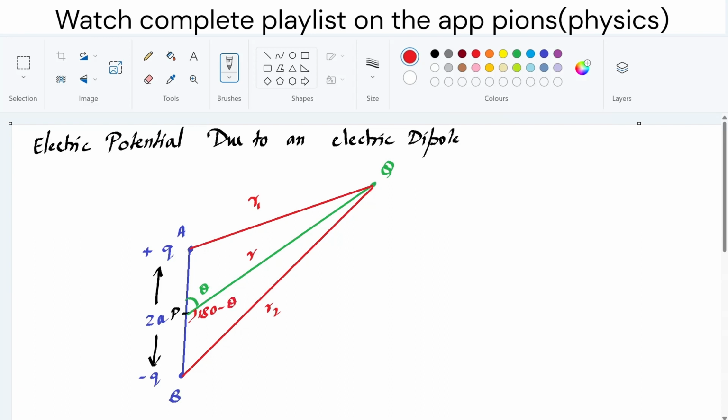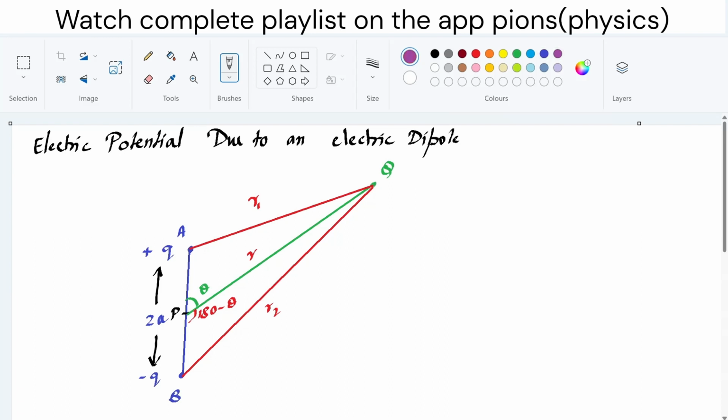Let me repeat again. We have an electric dipole. The separation between the two charges is 2a. We are finding the potential at any point Q situated at distance R from the center of the dipole. From the first charge, it is at distance R1. From the second charge, it is at distance R2. Clear? So let's figure out the potential.